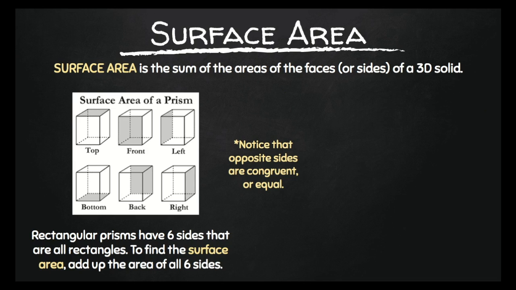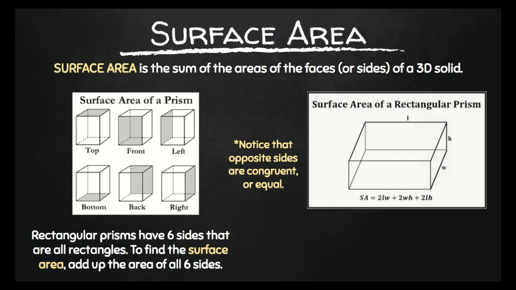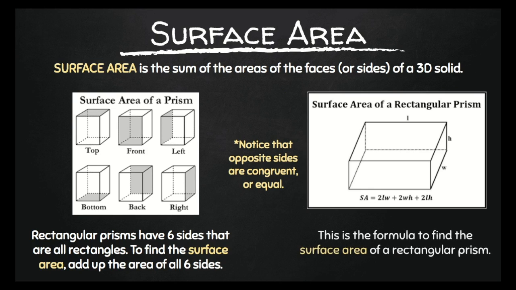Notice that the top and the bottom are equivalent, the front and the back are equal to each other, and our 2 sides on the left and the right are equal, because that will come up in our formula for finding the surface area. The shortcut is to use the formula: 2 multiplied by the length and the width, plus 2 multiplied by the width and the height, plus 2 multiplied by the length and the height. The reason we multiply all of these by 2 is because the opposite sides are equal to each other. This is the formula we'll use, and I'm going to walk you through it in the next example.